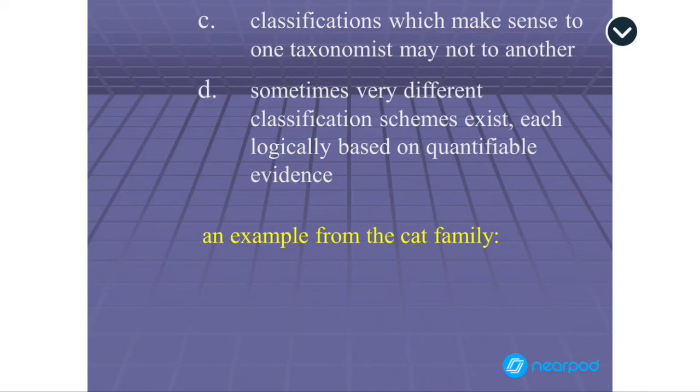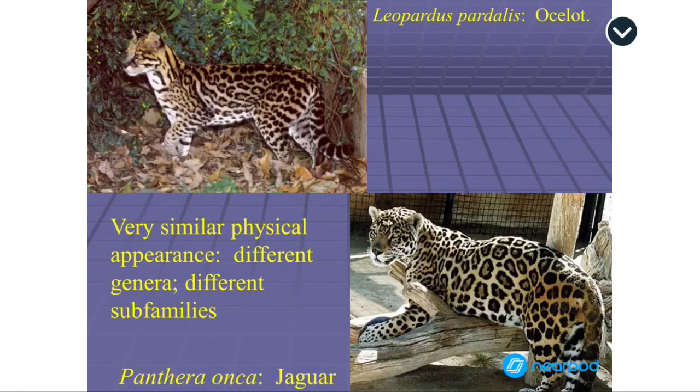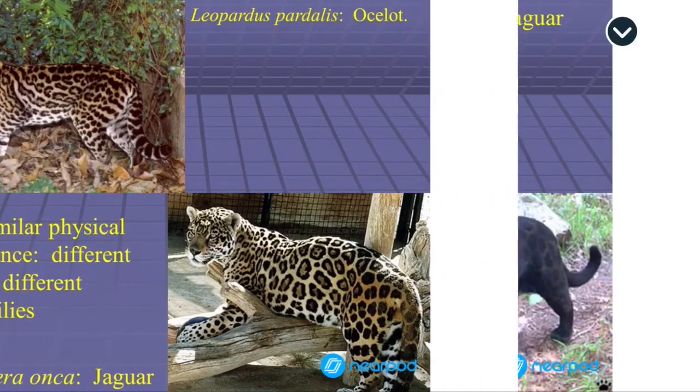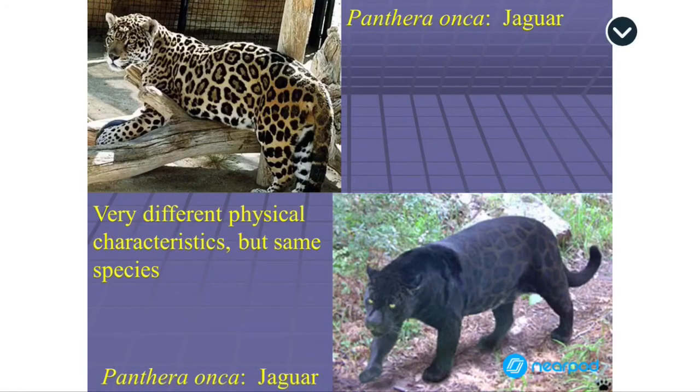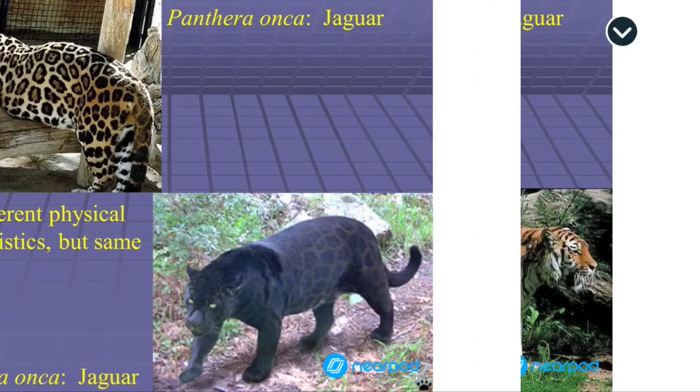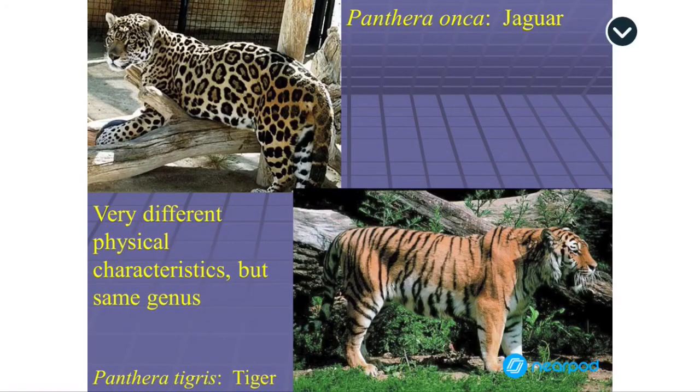And so let's look at some examples from the cat family. So these two cats have very similar patterns, but they are actually in different genera, different subfamilies. And so if you were just going by the pattern on the spots, you could classify them very closely together, but they are very far apart in the cat taxonomy. These two cats look very different, but they're actually the same species. These two cats, again, look very different, but they're classified in the same genus. So what the taxonomists were going for here, I think, is size. And so the jaguar and the tiger are both very large, and they're put together in the same genus. The tiger, though, is the largest of all cats.